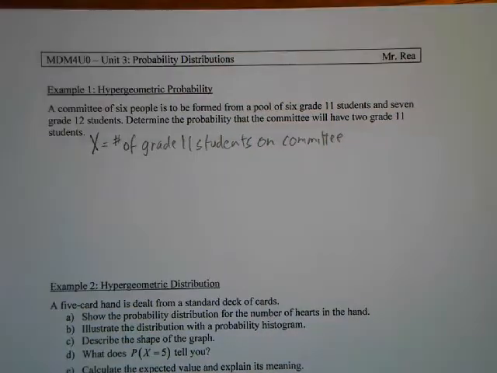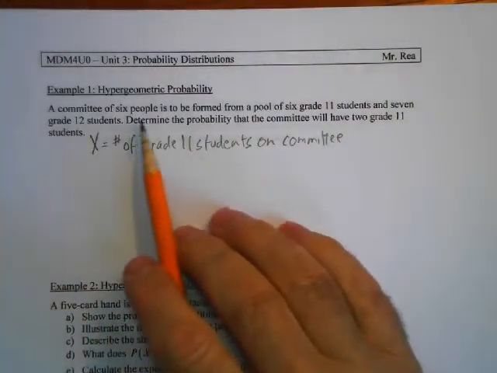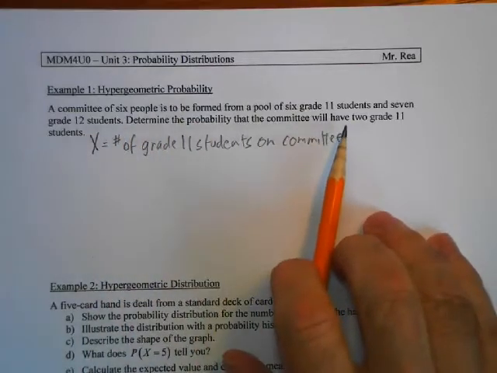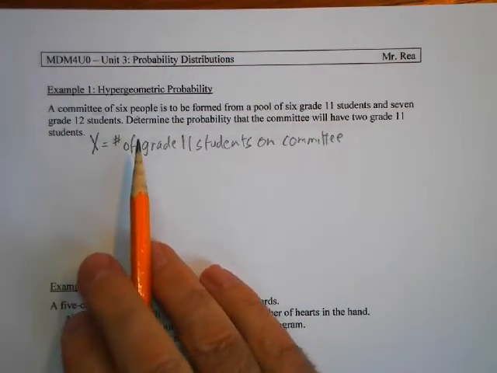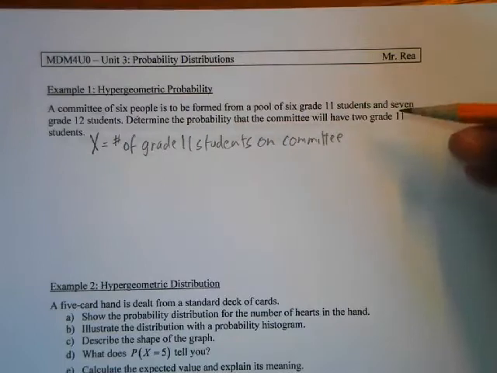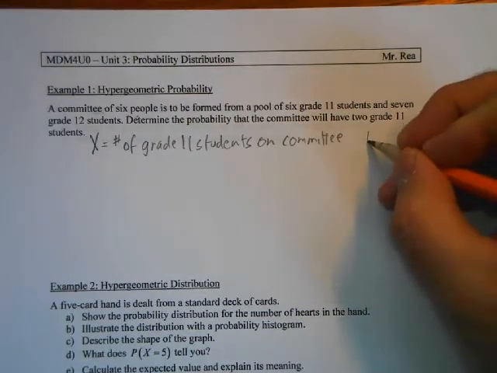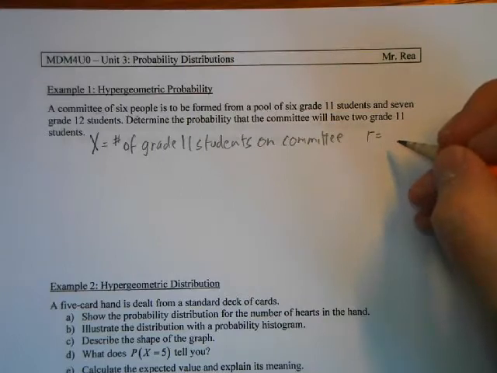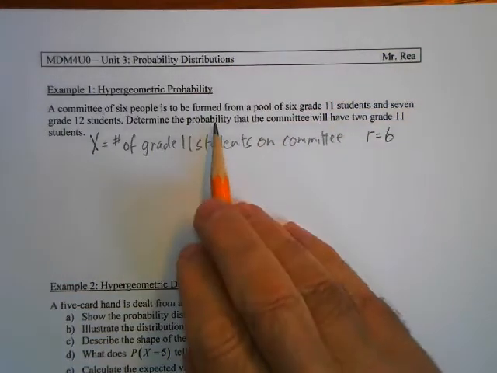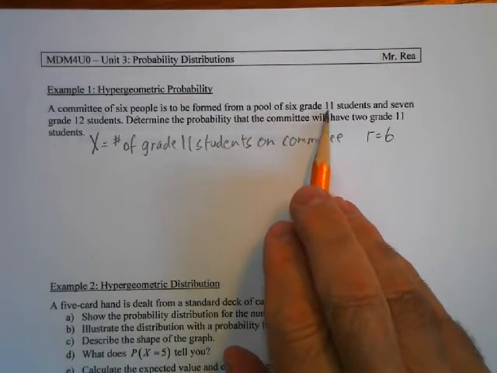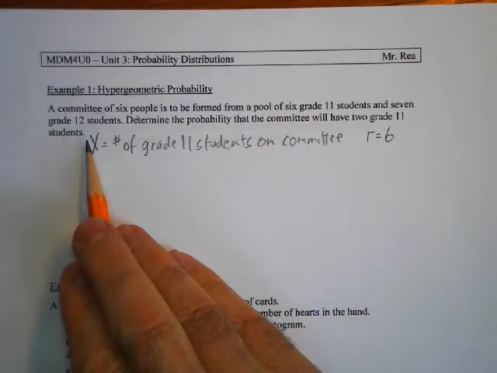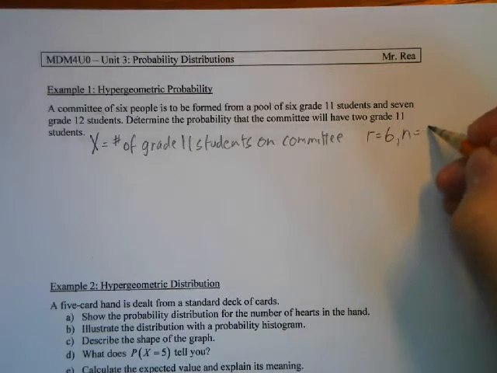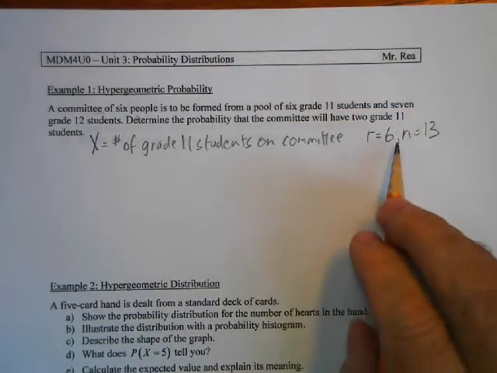Okay, and let's talk about the other variables. We can read through here and figure out what these numbers actually mean. A committee of 6 people, well, that's basically going to be our R value. That's the pool we're picking, so that's 6, from a pool of 6 grade 11 and 7 grade 12. So together we have 6 plus 7 students that we can choose from. So our N value, our population size, is 13. We're picking 6 of those 13 for the committee.